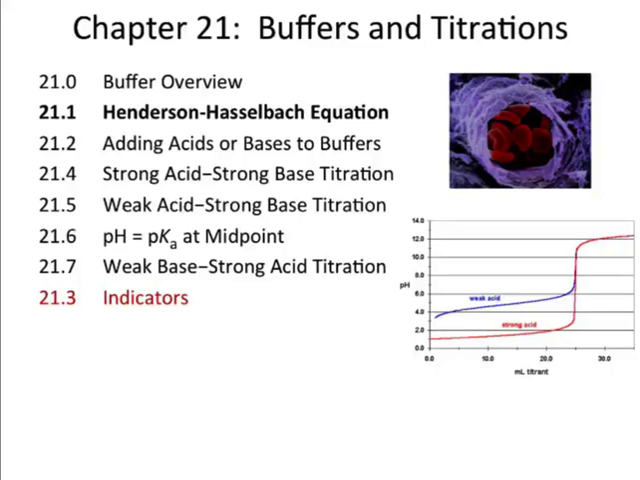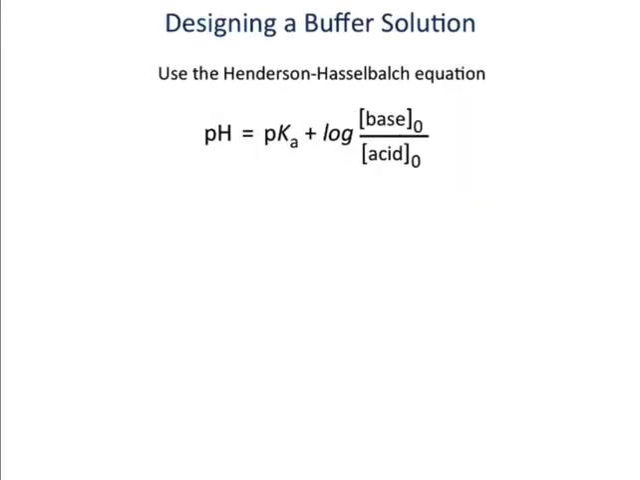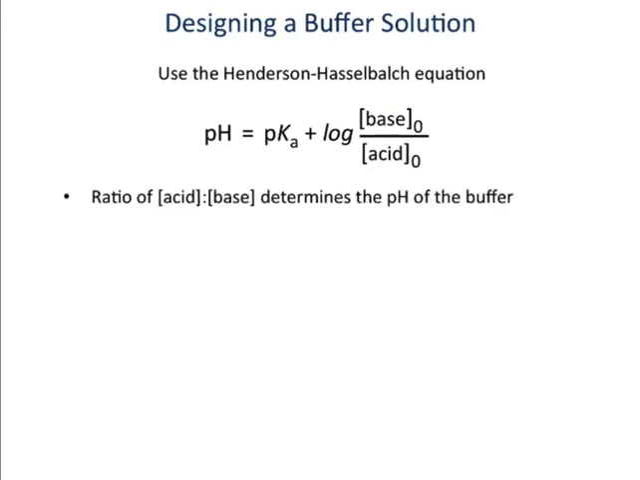Hello, in this short little video we're going to talk about how to design a buffer. You're going to use the Henderson-Hasselbalch equation to design the buffer because this is the easy way to talk about buffers. The ratio of acid to base determines what the pH of the buffer is. Given a certain acid, you'll have a certain pKa, and then you can play around with the relative amounts of the acid and base to change the pH somewhat.